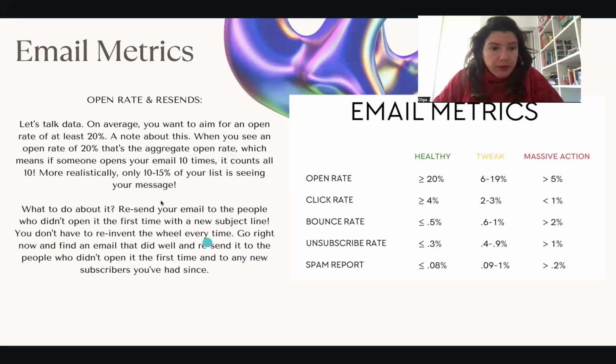Now, the click rate is healthy for e-commerce businesses at about 4%. We want about 4% of your list to be clicking on your emails. If that's not happening, we need to understand why it's not happening. If it's 2.3%, there are some tweaks that need to be done. If it's less than 1%, massive action is needed.